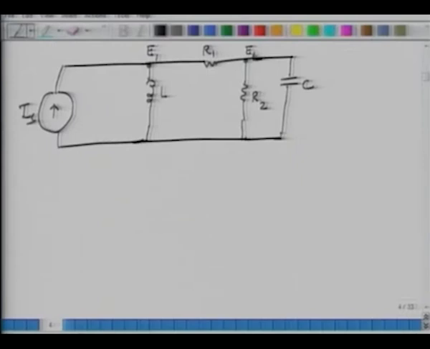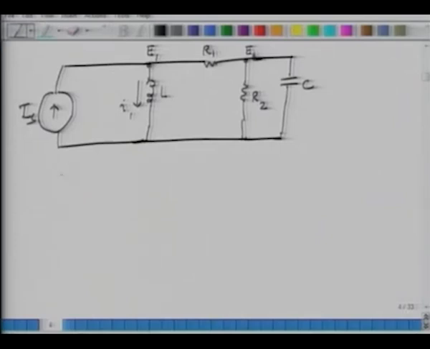Using conservation of charge, I develop relations. Again, I have two unknowns, E1 and E2. If I know E1 and E2, then I can compute everything. I know IS, L, R1, R2, and C. The current coming into this first node will be the same as the current leaving this node. That is essentially what I am trying to do.